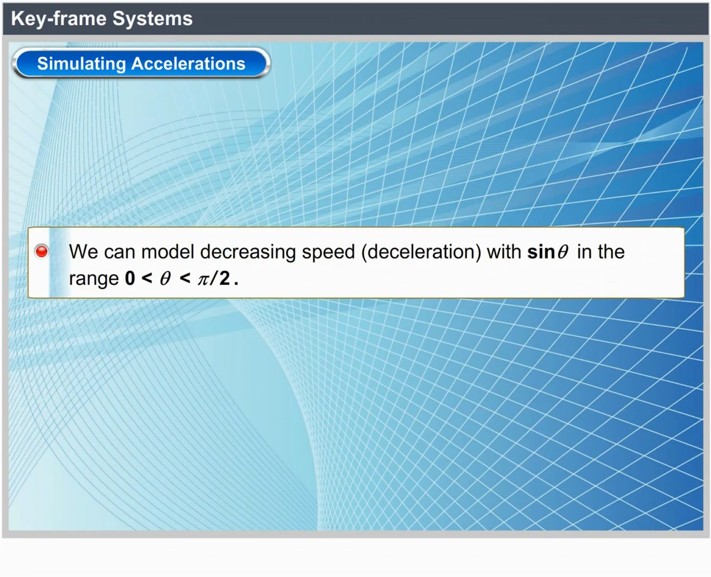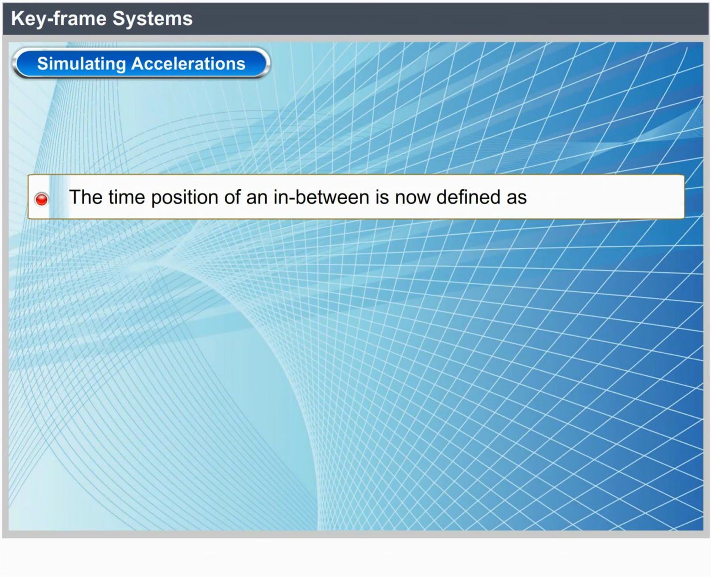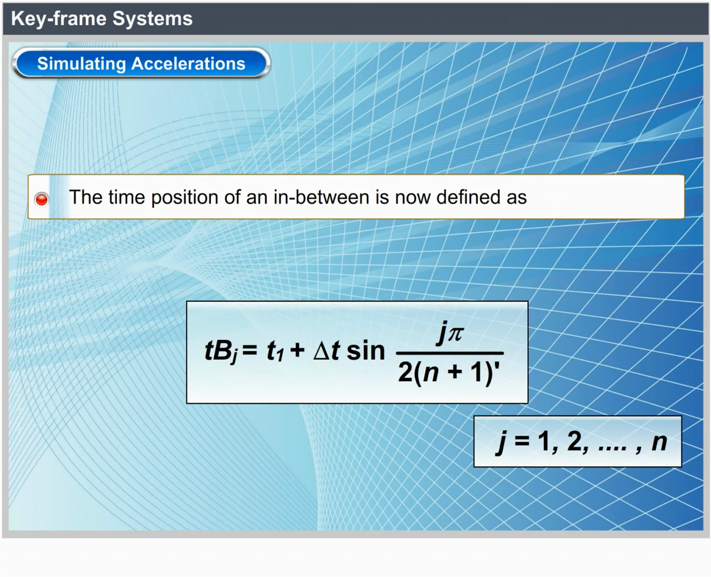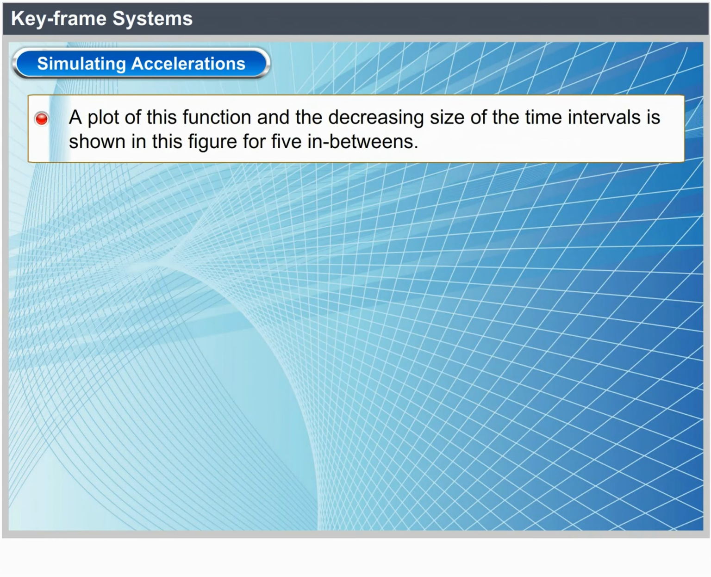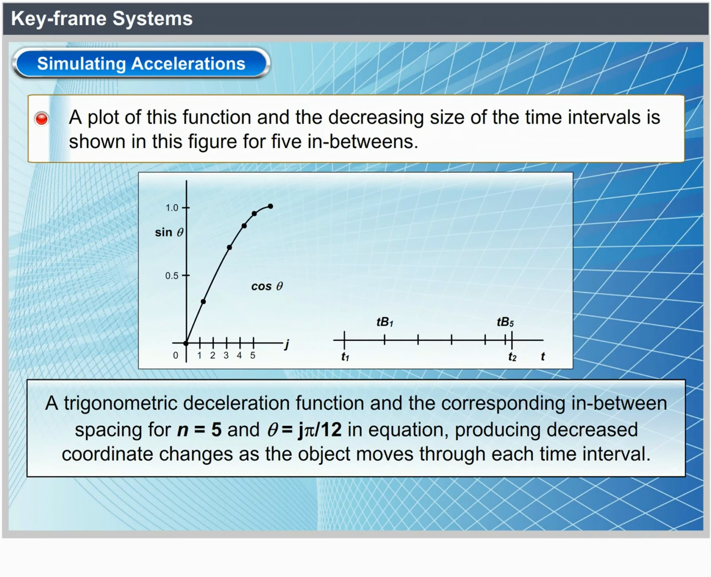We can model decreasing speed, deceleration, with sin theta in the range theta lying between 0 and pi by 2. The time position for an in-between is now defined as t_bj equals t1 plus delta t times sin(j pi over 2(n plus 1)), where j equals 1, 2 and so on up to n. A plot of this function and the decreasing size of the time intervals is shown in this figure for 5 in-betweens.